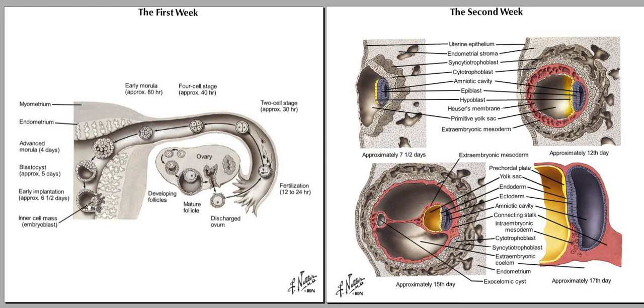And as you can see, the embryoblast, the inner cell mass, the blastocyst cavity, the cytotrophoblast and syncytiotrophoblast that embeds into the endometrium. Right, so by the second week, as you can see, this is like 7.5 days. Okay, so over here, this is just the uterine lining, the uterine epithelium. This is the syncytiotrophoblast. This is the endometrial stroma, as you can see over here.